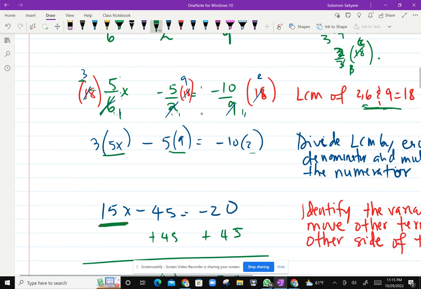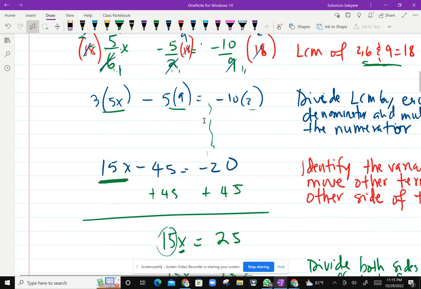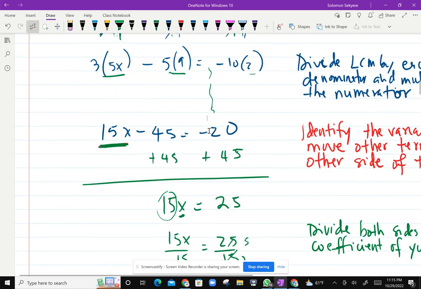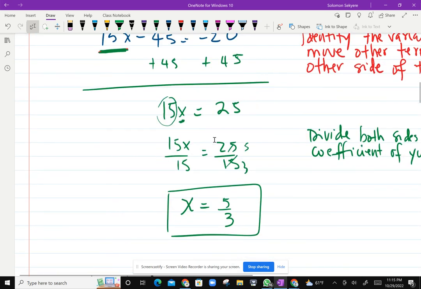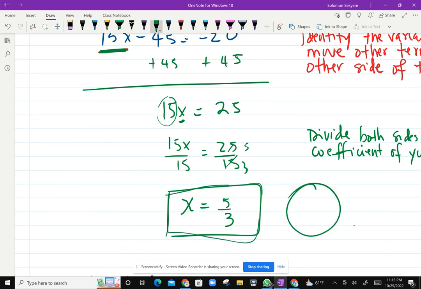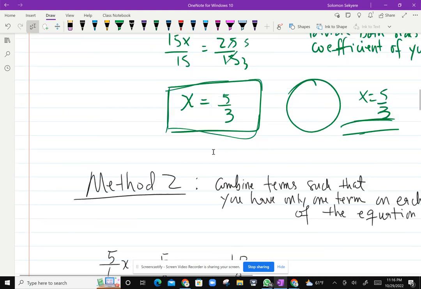Organize it nice and neat. You see how my equal sign is lined up beautifully? Organize your work. Don't jump steps. Make it neat. And my final answer, I draw a box, or I can draw a circle around it, or I can underline it as x equals 5 over 3. And I'm done, right? Okay, go back. Make sure you do it over and over until you get the same answer and you understand it before we move on.